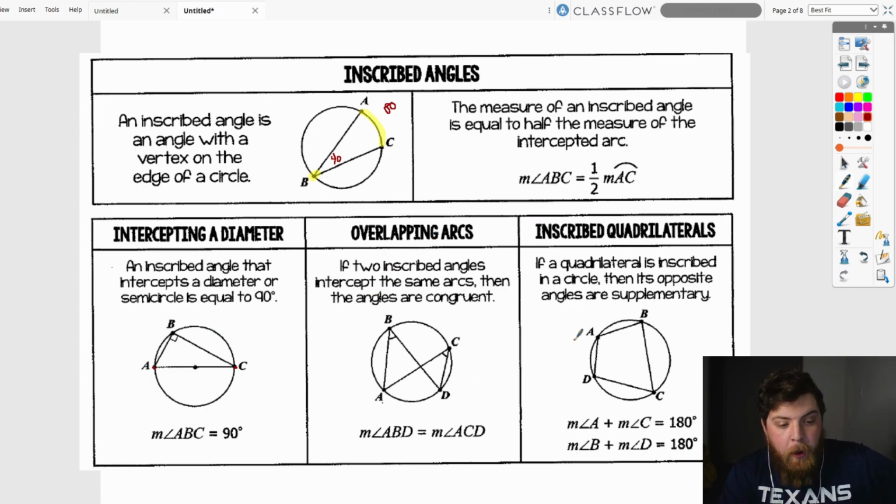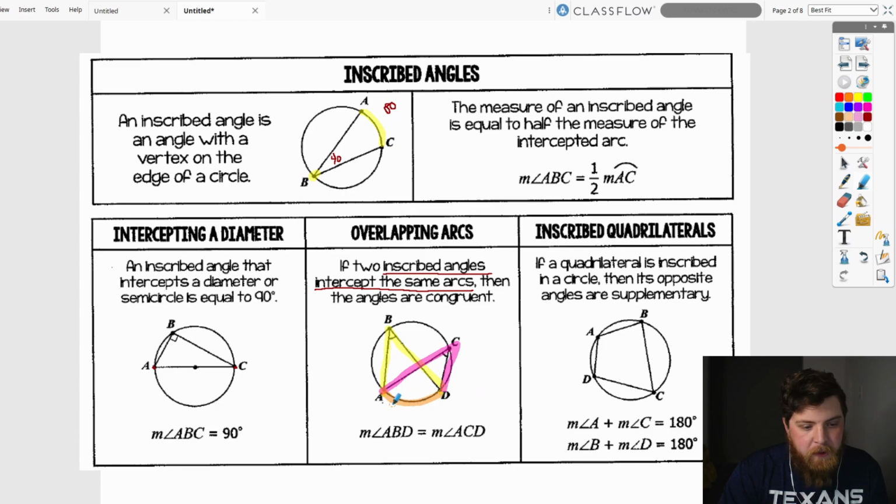If you have overlapping arcs, what that means is if you have two inscribed angles that intercept the same arc, aka they have the same endpoints, we have A, B, D, and also A, C, D. They both intercept this arc AD. That can be a little bit confusing, but if they share those endpoints, then those two angles are going to be congruent.